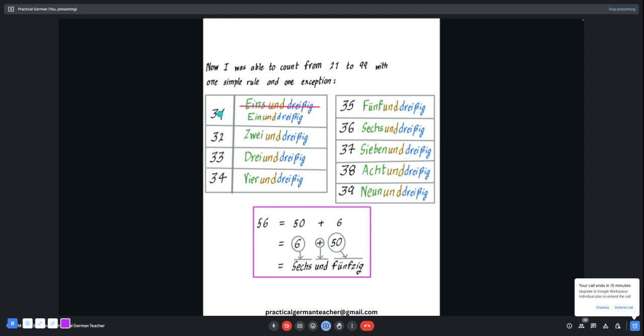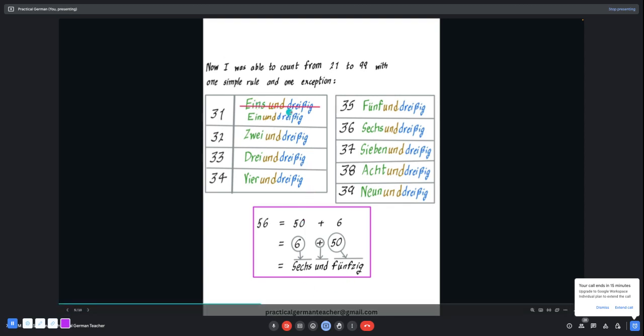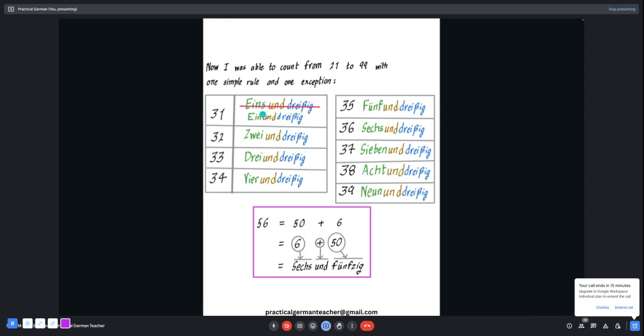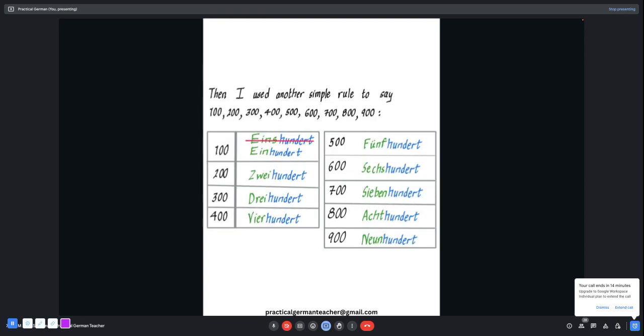So for 31 or 41, as per the rule that I'm giving you, you should say eins und dreißig, but normally you remove the s and you say ein und dreißig. This is one exception. Can someone tell me how do I say 61? Correct. How do I say 88? Achtundachtzig. Correct. Achtundachtzig or achtundachtzich, depending on your city or state, right? So it's clear so far. So you can actually count from 1 to 99 now.